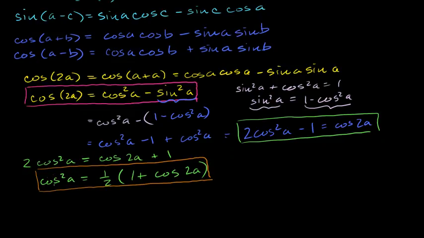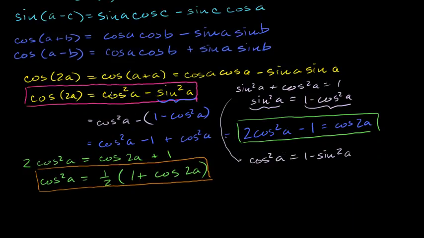Now what if we wanted something in terms of the sine squared of a? Well, we know from this identity that the sine squared of a is equal to 1 minus cosine squared of a. Or we could have gone the other way. We could have subtracted sine squared of a from both sides, and you could get cosine squared of a is equal to 1 minus sine squared of a.